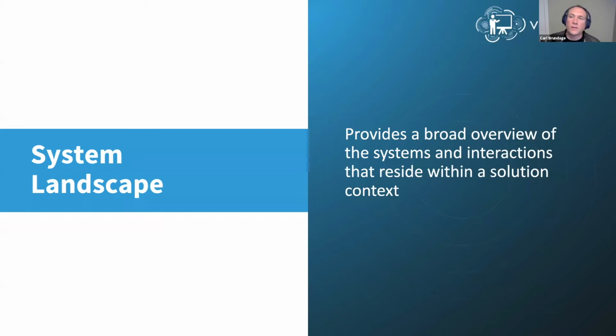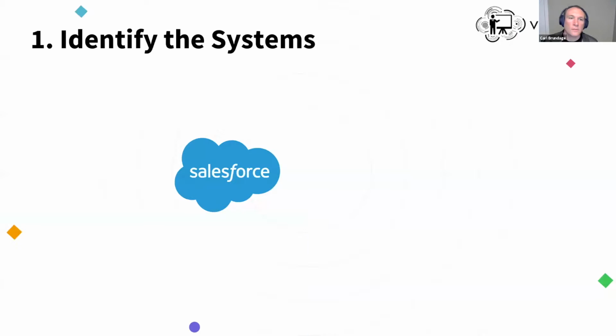So the place I like to start is with the system landscape. The reason I do that is it really provides a broad overview of the systems and how they interact together that are going to make up my solution context. And because we're talking about Salesforce, I start with a Salesforce-centric view and put Salesforce right in the middle. Now we can identify other systems that come in.